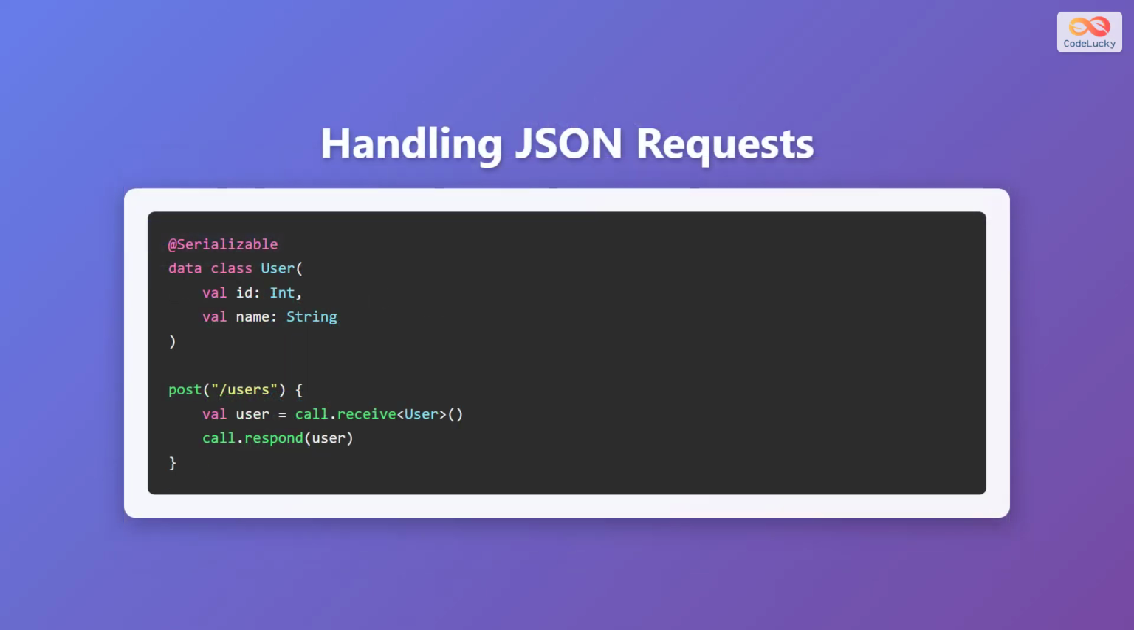Working with JSON in Ktor is simple and elegant thanks to Kotlin's serialization library. First, you define a data class and annotate it with the Serializable annotation. For example, a User data class with an id of type Int and a name of type String. Then, in your routing, you can use the call.receive method with the User type to automatically deserialize incoming JSON into your data class. To send JSON back to the client, you simply call the respond method with your data class instance, and Ktor will automatically serialize it to JSON. This seamless conversion between Kotlin objects and JSON makes API development incredibly smooth.